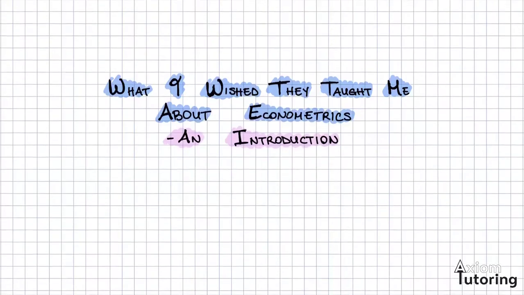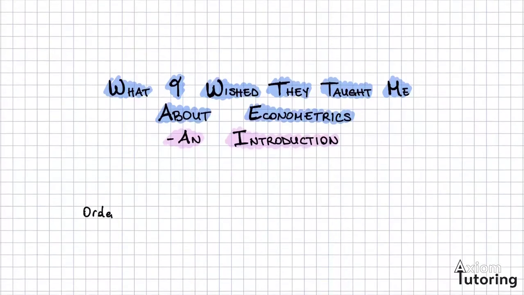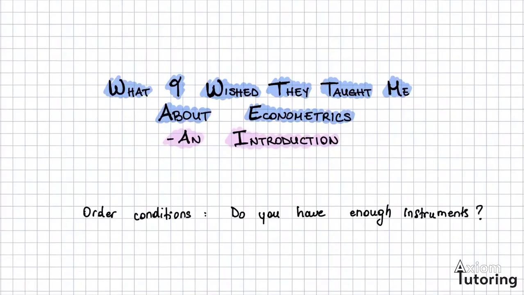In this video, we're going to talk about the order condition for IV estimations, which hopefully should answer the question, do you have enough instruments? Okay. So we've seen the setup of the general 2SLS model, and now we're asking the fundamental question, how many instruments do we actually need?